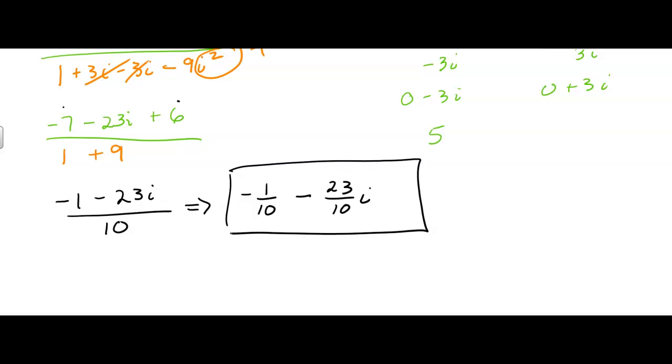Now, you might have a question about the fractions. If they simplify, you simplify them. This time they don't, so we're done.